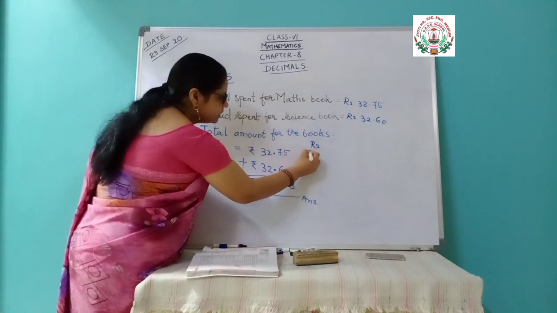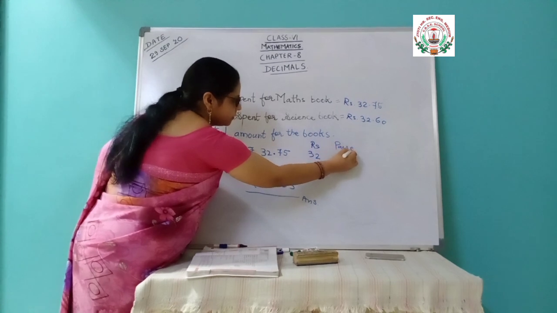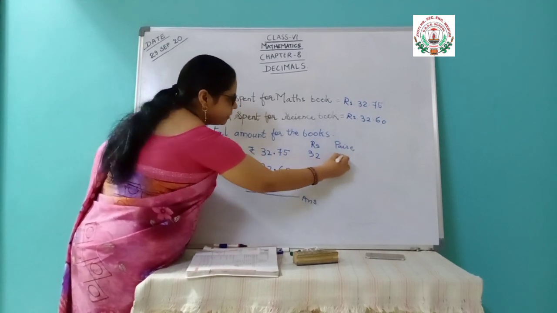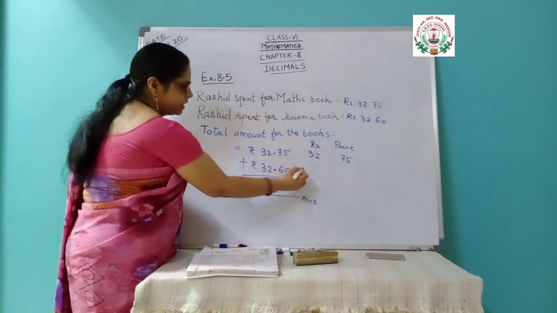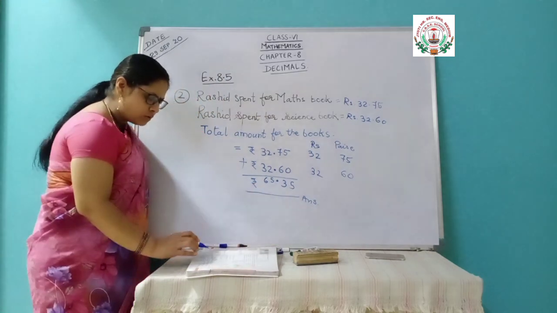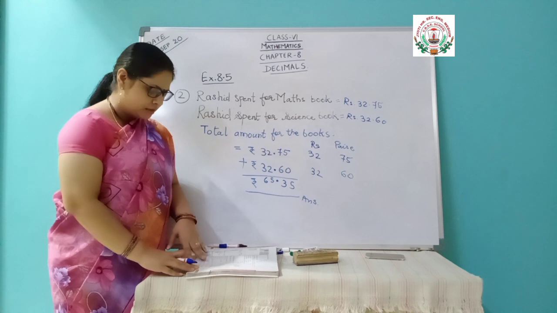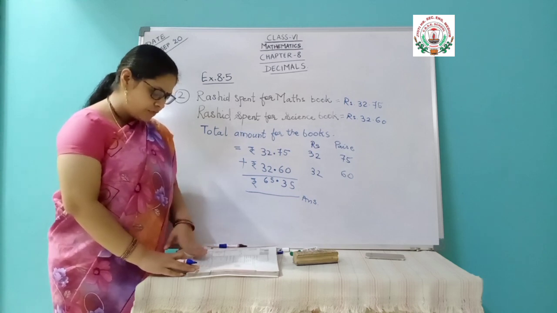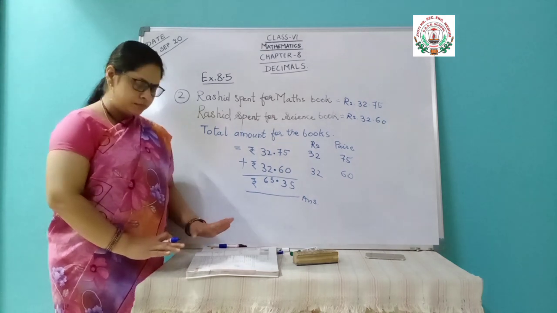32.75, what is this? 32 is rupees and the rest is for paise. Means after decimal what is given is for paise. That means 32 rupees and 75 paise. 32 rupees and 60 paise. Like in the next question, 10 rupees 50 paise and 15 rupees 80 paise. Like that, mother gave this much and father gave this much. So how much total amount given by the parents?